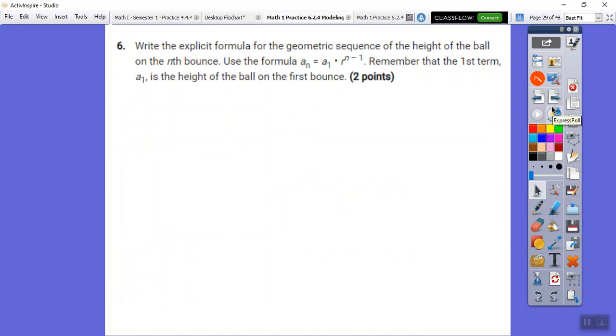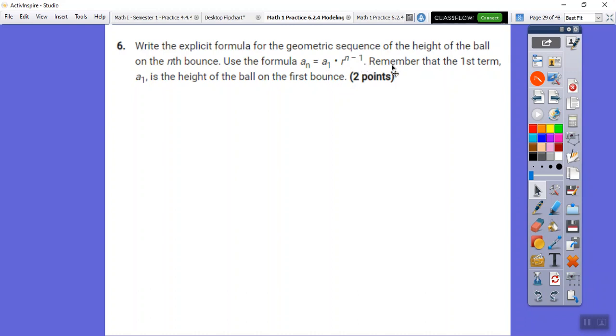Okay, so now we're going to write the explicit formula. Remember, the explicit formula is your nth term is the first term times r to the n minus 1. Now, students ask me, why is it n minus 1? And I just say, because it is.